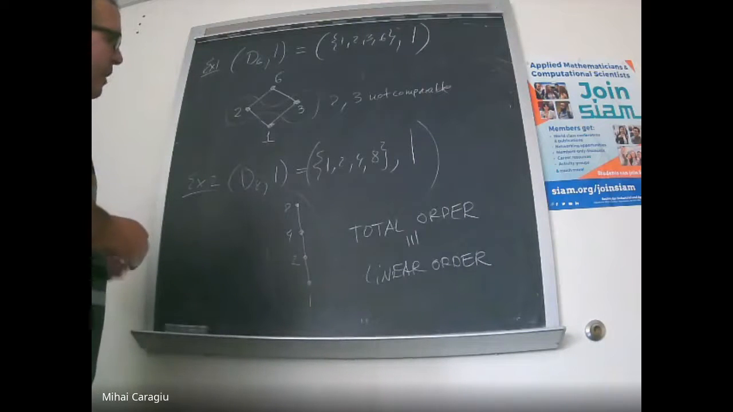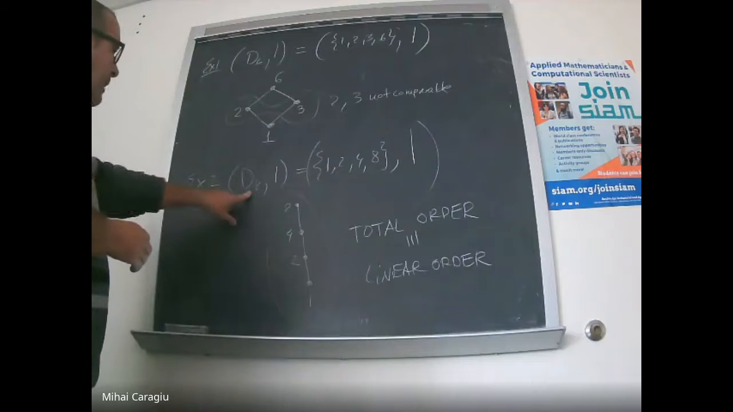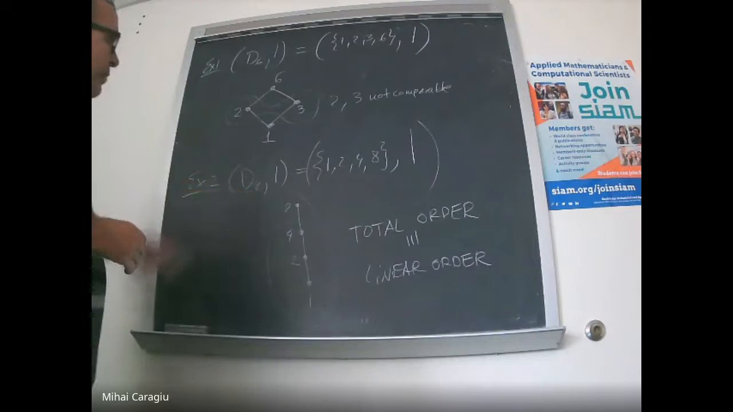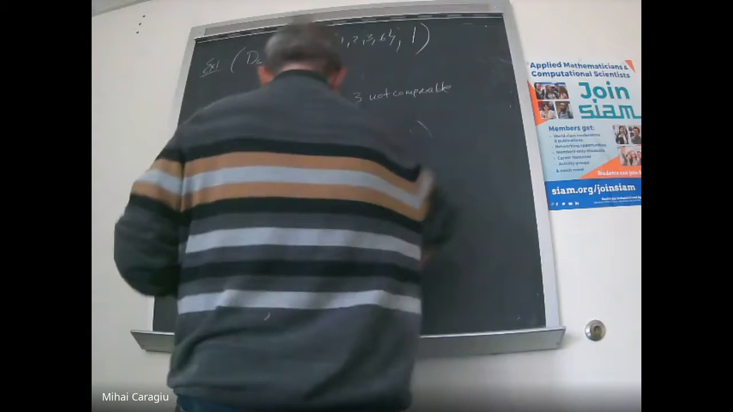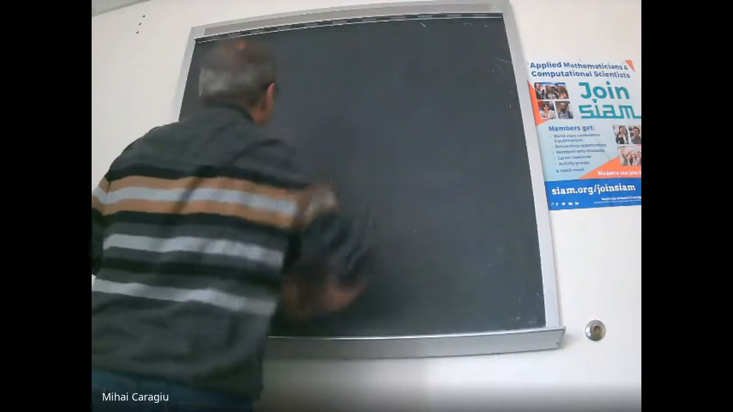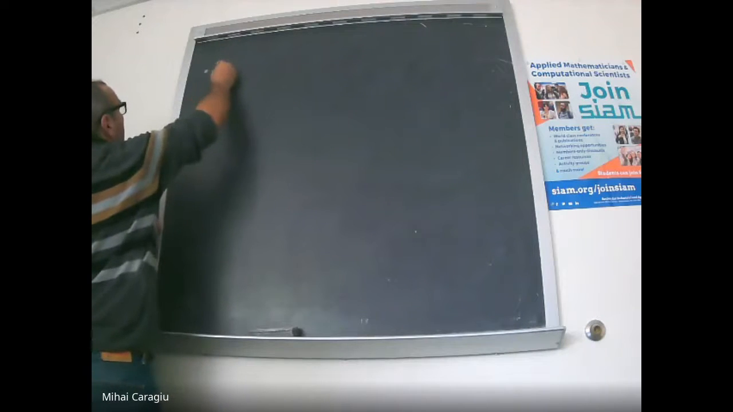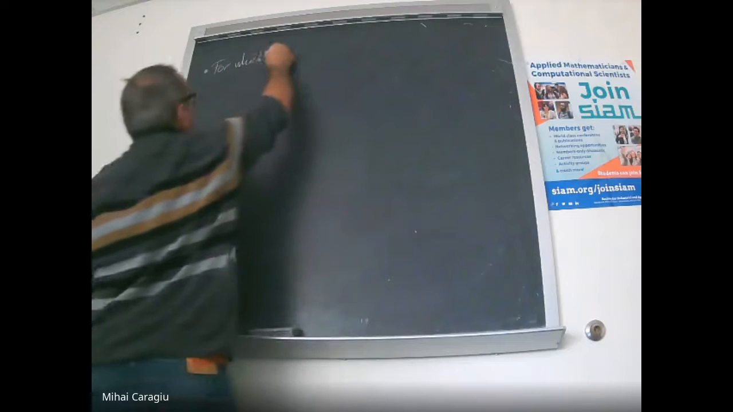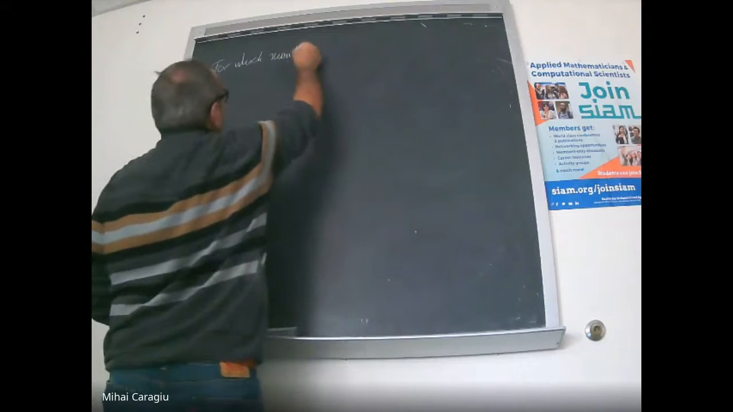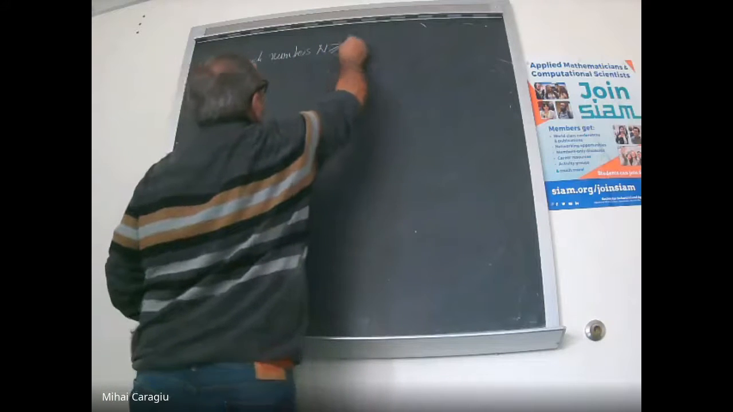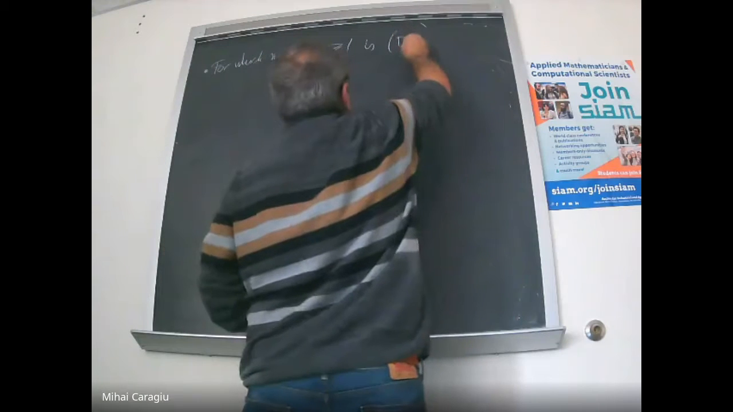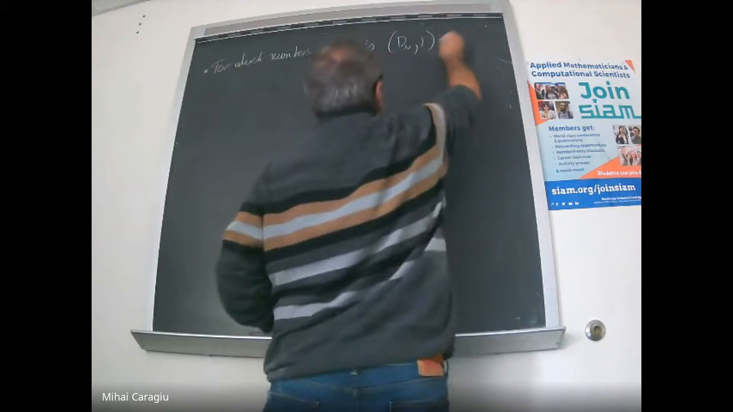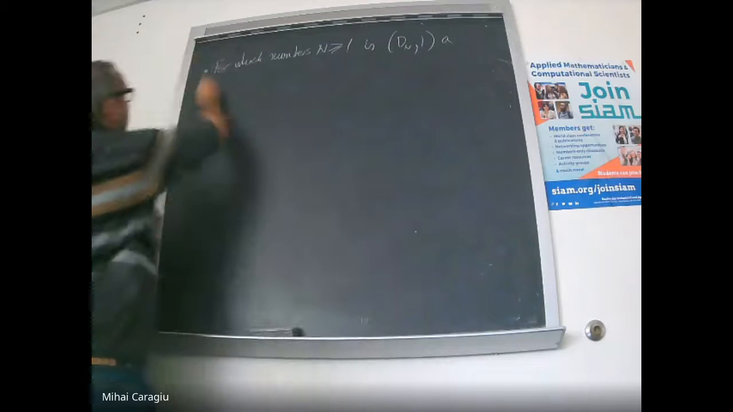So this is a natural question which arises next: for which numbers n is the divisibility relation on Dn a total order? Let's have this question. Which numbers n greater than or equal to 1 make Dn with divisibility a totally ordered set?